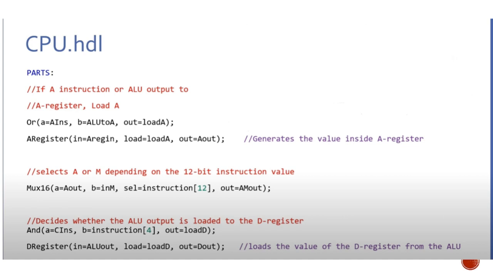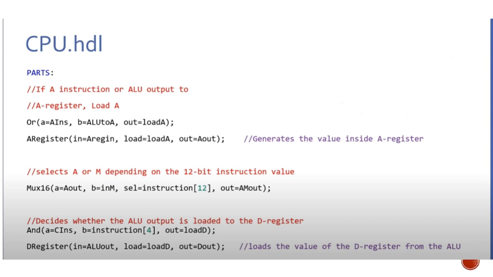In this part of the code, there is an OR gate. The load bit in the A register would be 1 if either the A instruction or the ALU output is fed to the A register. Next, the A register takes the output from the multiplexer as its input, and load A as its load input. It has A out, which is used in generating the value inside the A register. Then Mux16 takes the output A from the A register and inM, which is the currently selected value in the data memory.